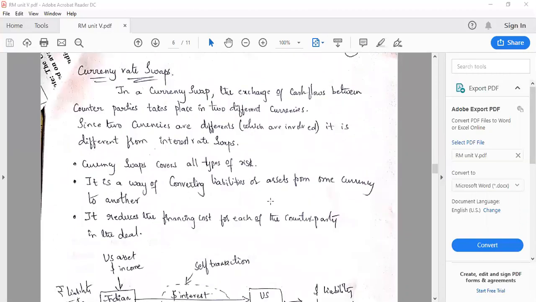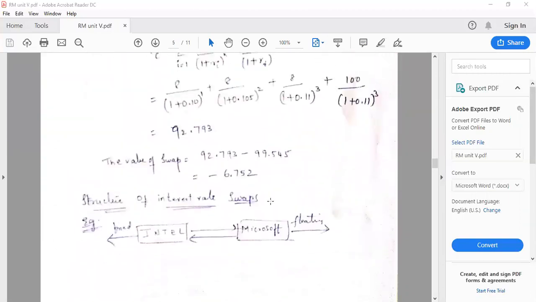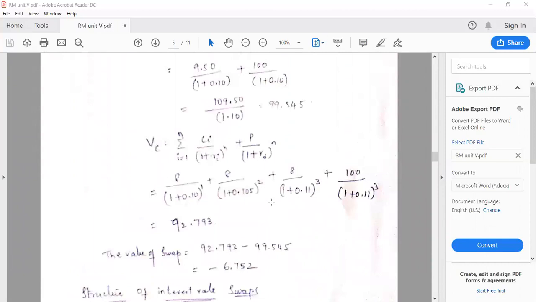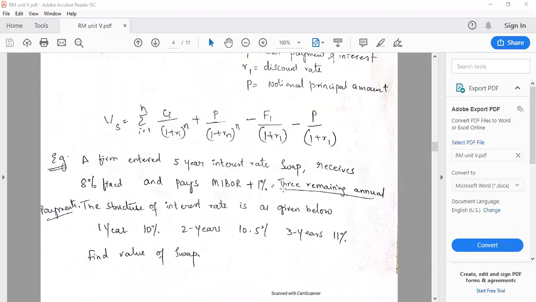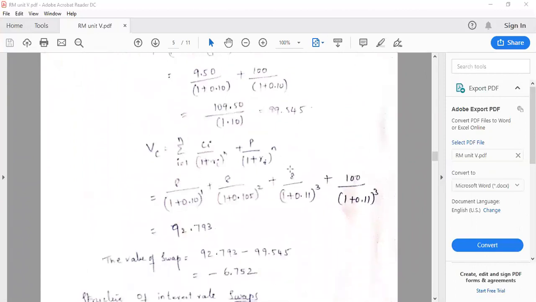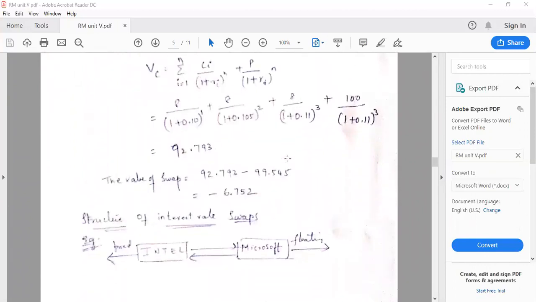In the next session, we'll discuss currency rate swaps. For this session, we end here with interest rate swaps. In the next session, we discuss currency rate swaps and other things also.